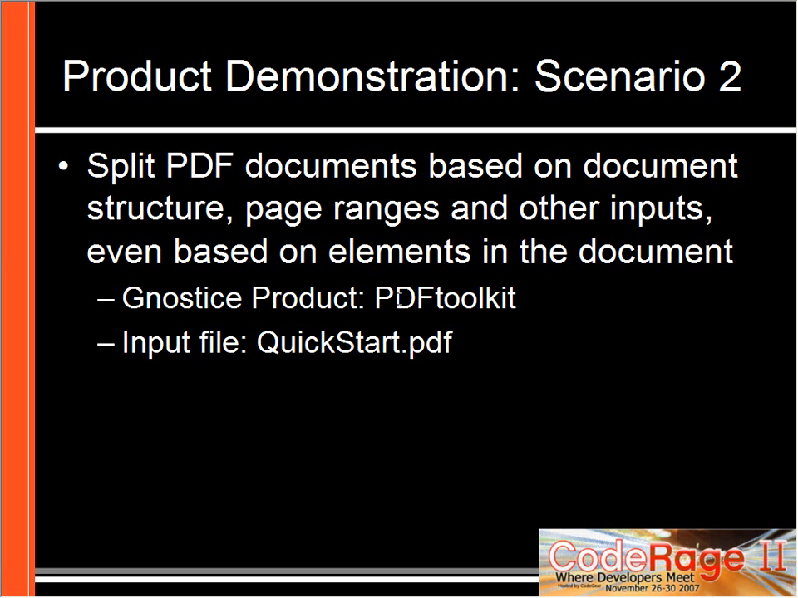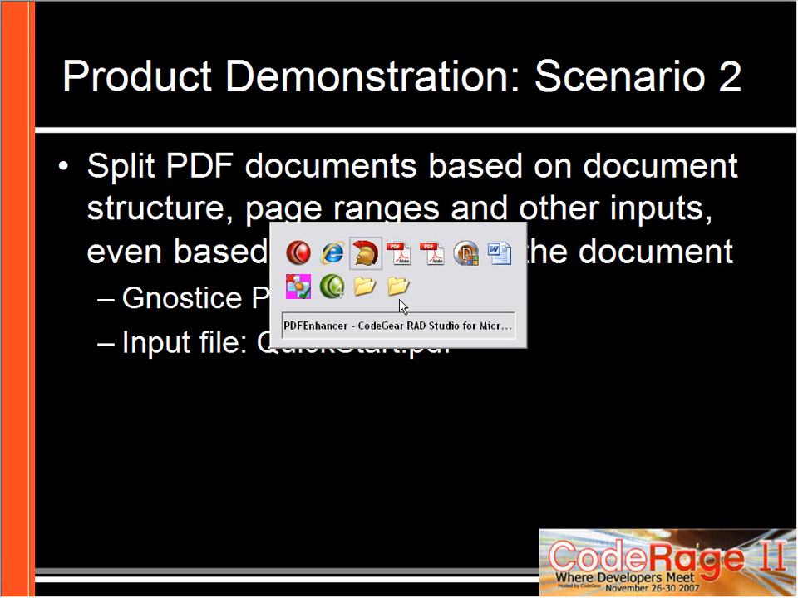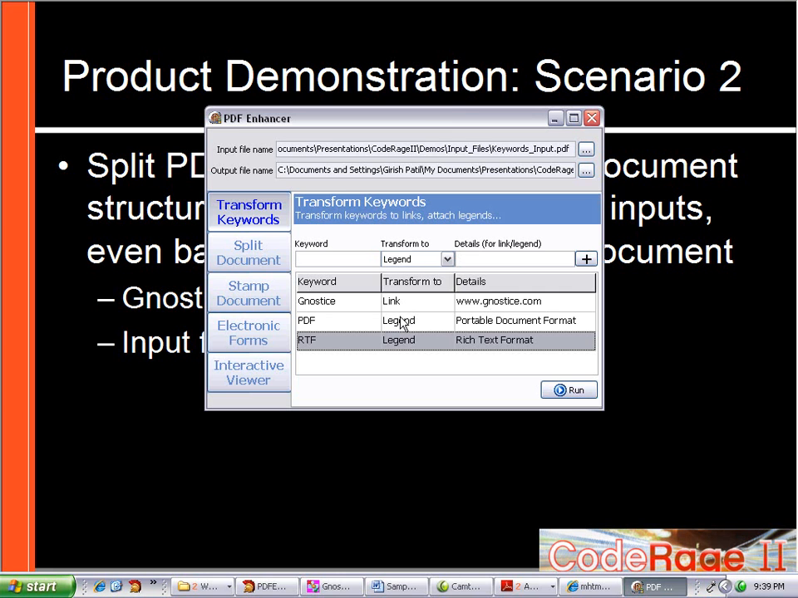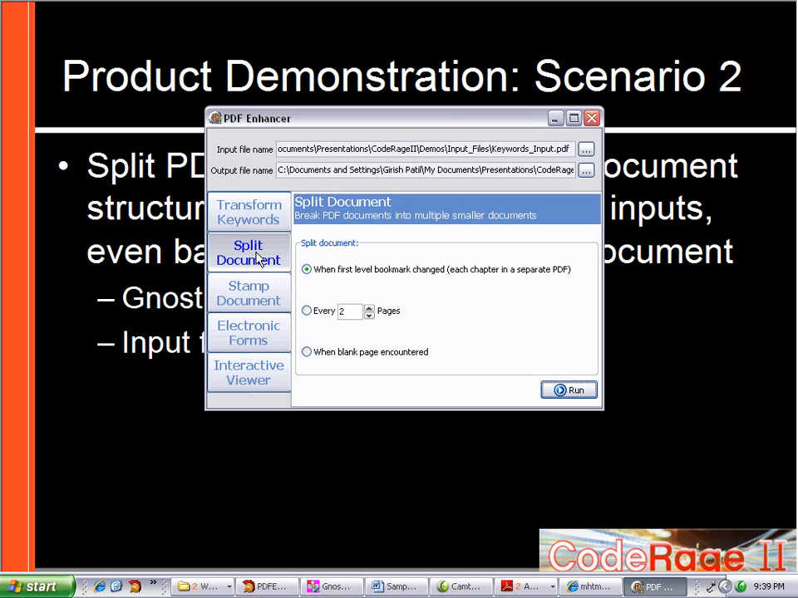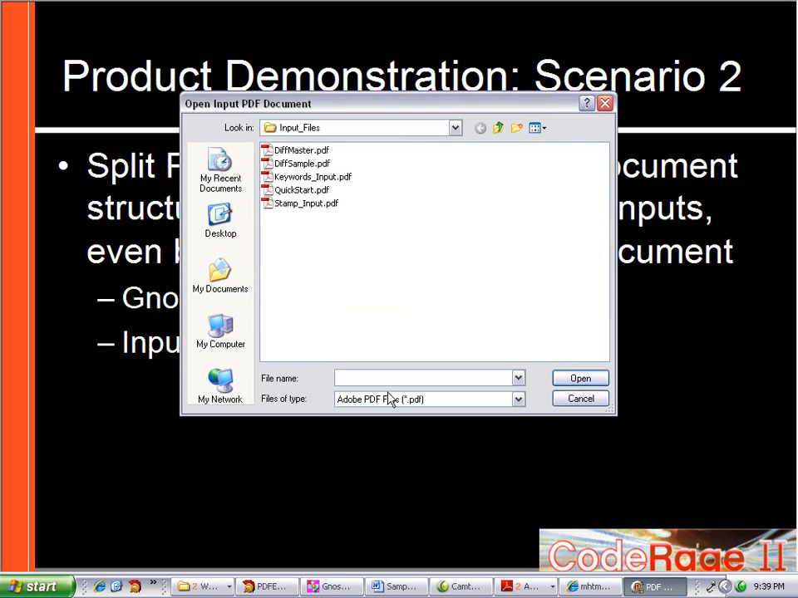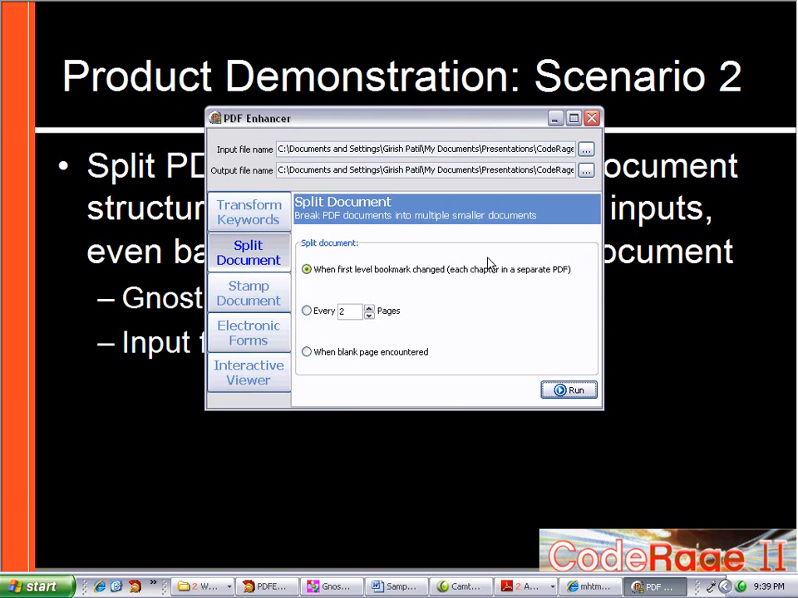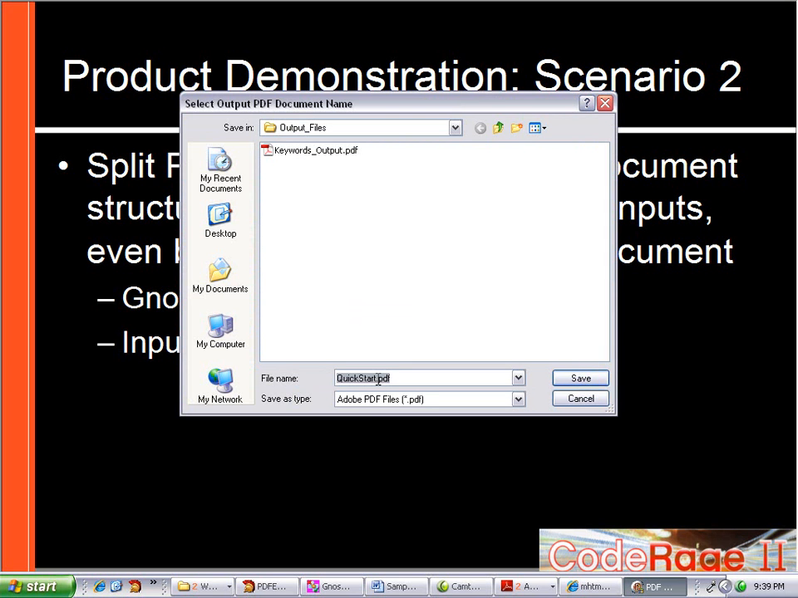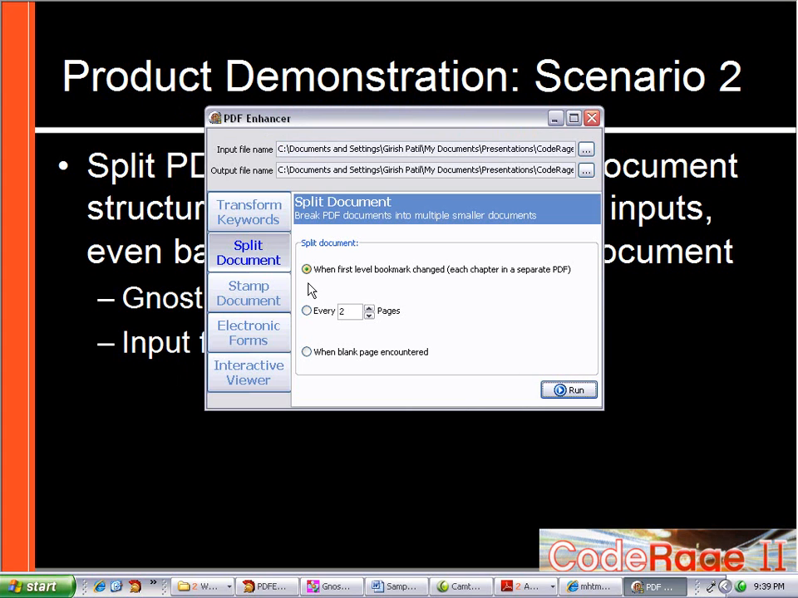Let's move to our second scenario now of splitting a PDF document based on its structure. Again, the product we'll be using here is PDF Toolkit. And let me switch to the demo, go to the split document page, and supply the input, which is quick start, output, which is, well, the base file name will be quick start, and the file names that will come out will be based on the chapters, the chapter titles. So let's run it.